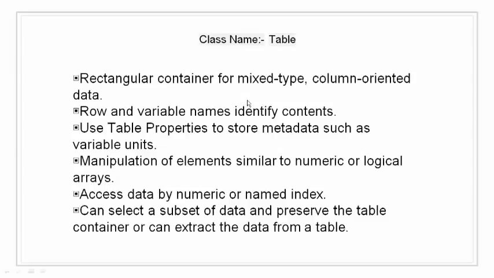Table class. So this is a container which can have mixed type data but column oriented data. Using the row and variable names, we can identify the components inside this class. We use the properties of table to store the metadata such as units of variables, scaling for the variables and many more. We can also manipulate the data inside the table class in the same way we do for numeric class or logical class. We access the data inside the table using numeric or named index or using both. We can create n number of tables from a single base table just by extracting the data. So basically we are creating subsets for our major set.